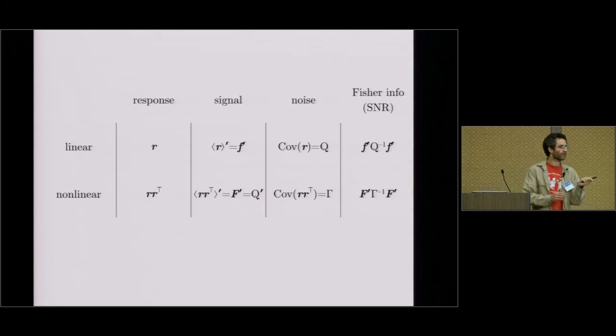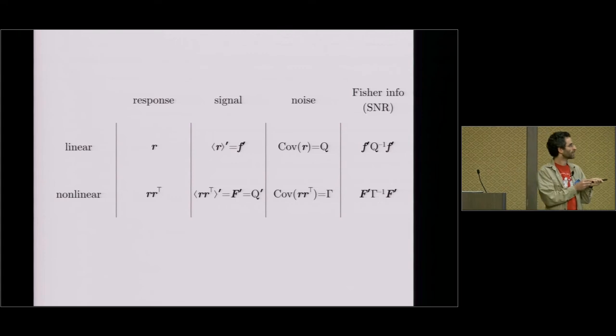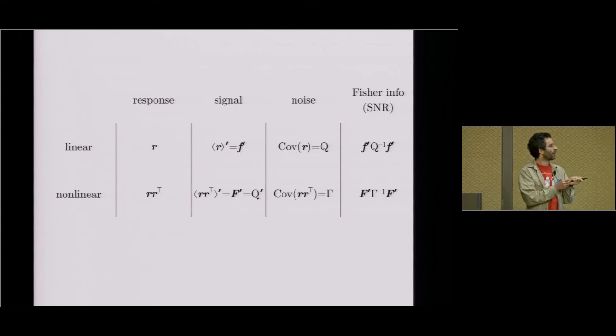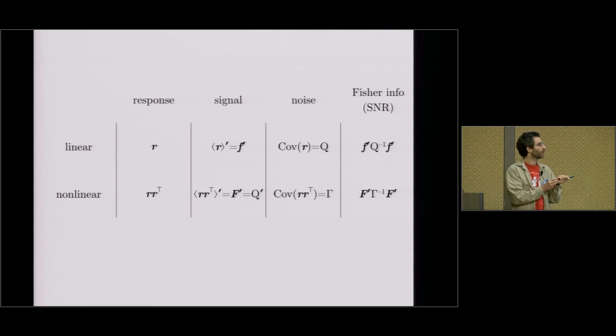So let me just set up this table which shows you the comparison between the linear and the nonlinear case. In the linear case, the response was one neuron's firing rate, let's say. And in the nonlinear case, it's a product. In the linear case, the signal was the tuning of that neuron, or let's say if we're doing a fine discrimination, the way that tuning changes with the stimulus. Here it's the change in the covariance.